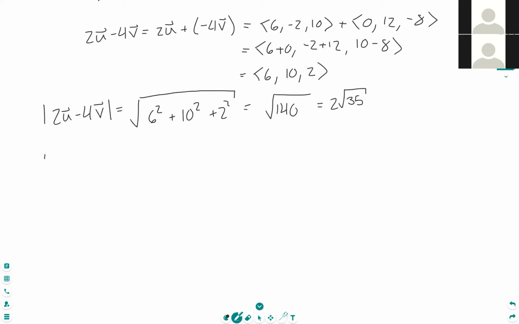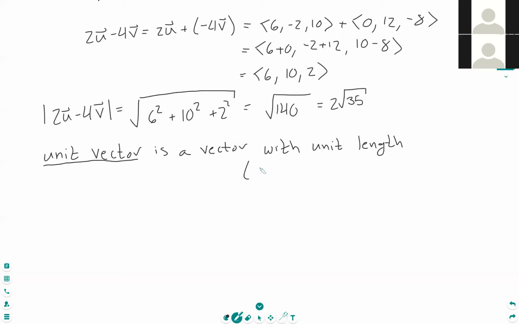Okay, another thing that's going to pop up in this course a lot is unit vectors. So let's kind of define them here. A unit vector is a vector with unit length, or magnitude of 1.